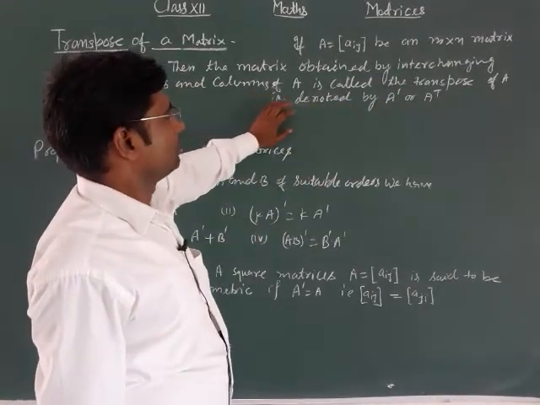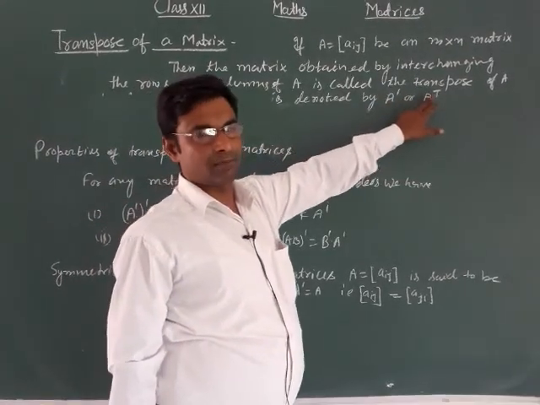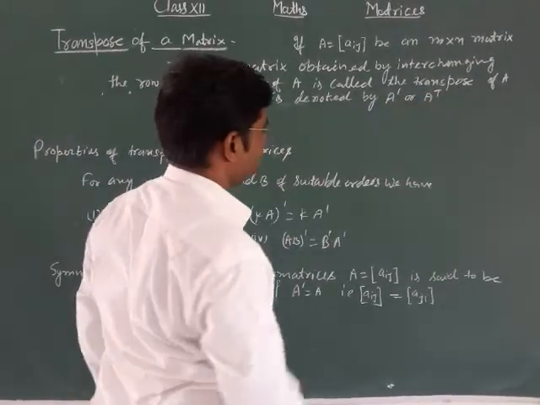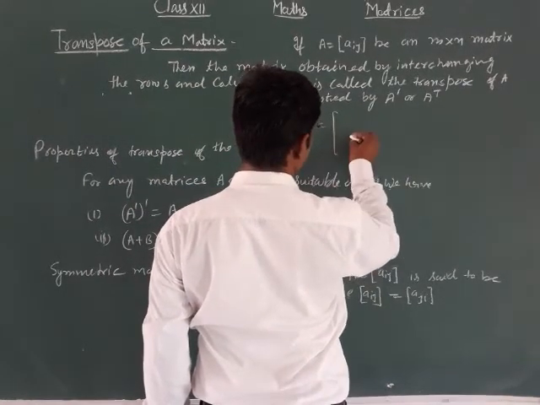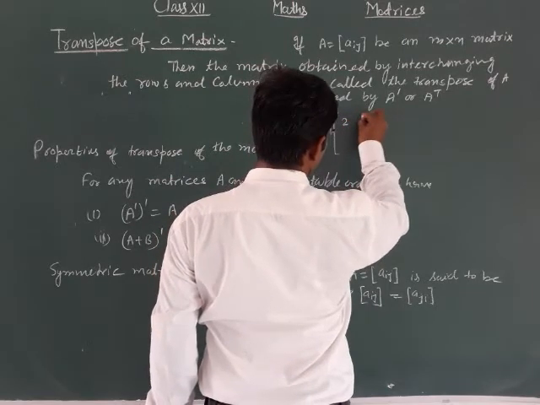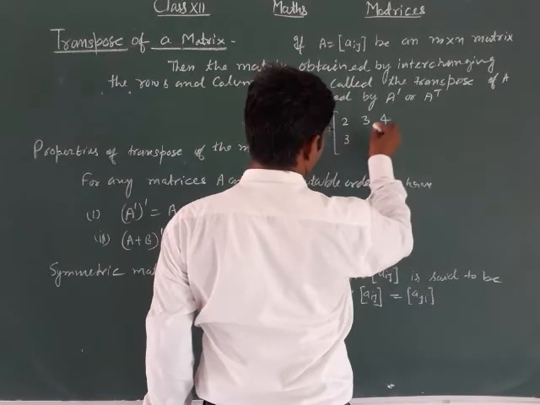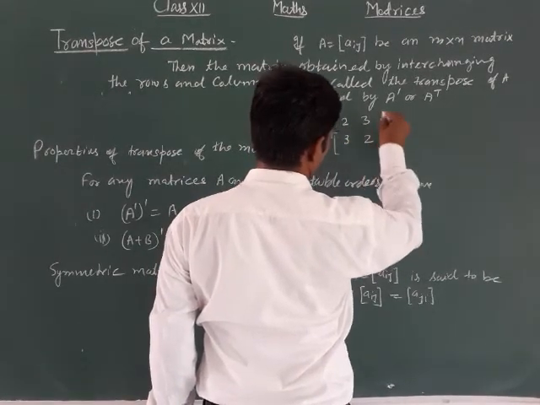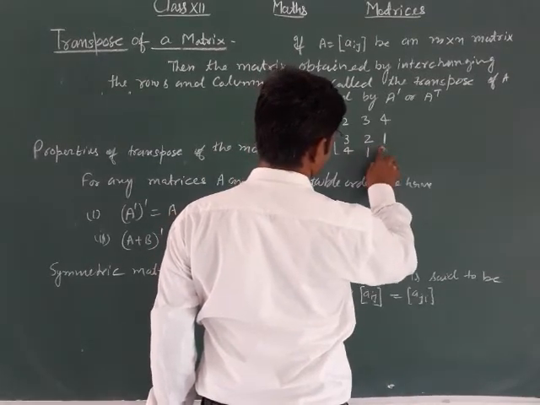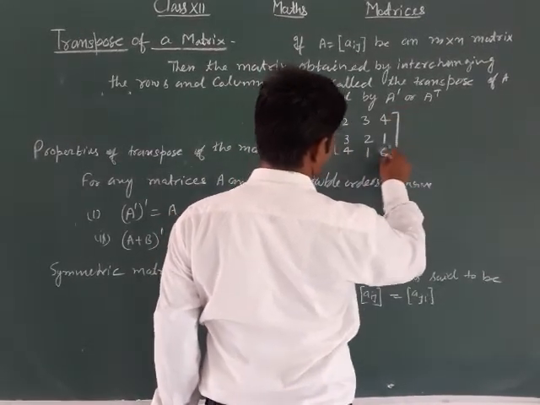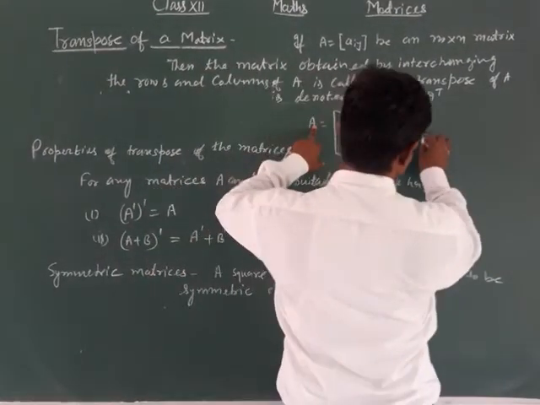The transpose matrix is denoted by A dash or A to the power T. For example, let the given matrix have elements 2, 3, 4, 3, 3, 2, 1 or 4, 1, 6. So this is the matrix given. Now we find A dash.